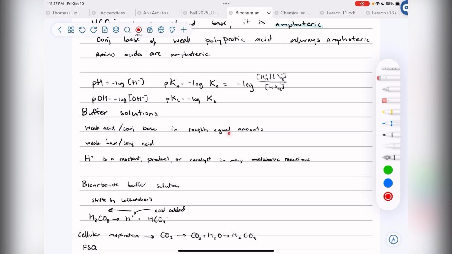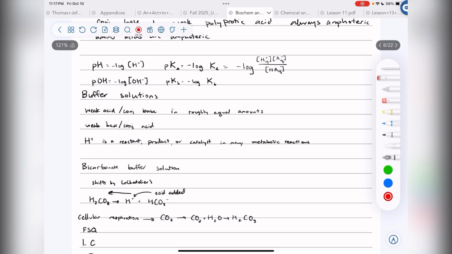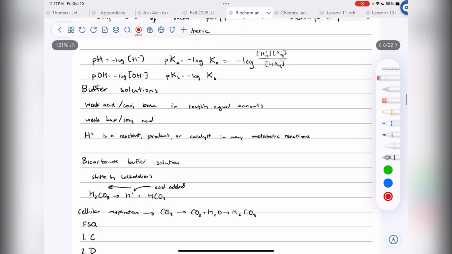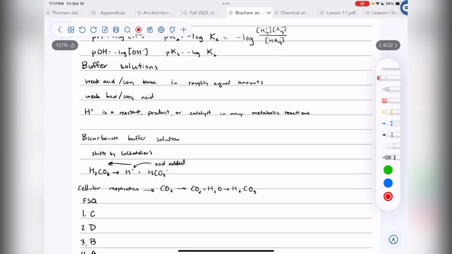So your buffer solutions are going to have a weak acid plus its conjugate base in roughly equal amounts. And so buffer solutions keep your pH from changing that much, because there's some acid and some base, so it can neutralize any pH changes that come in. That way you can kind of keep the pH pretty steady, and this is really important in the body and the blood.